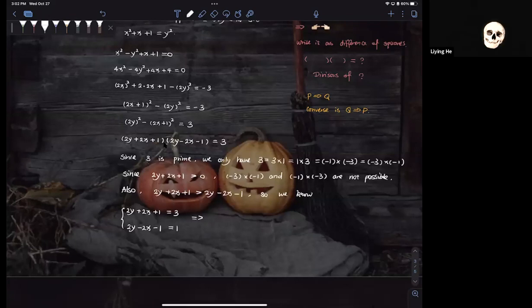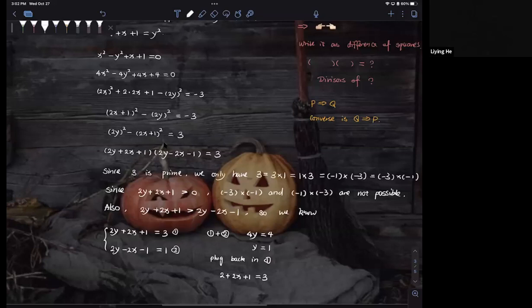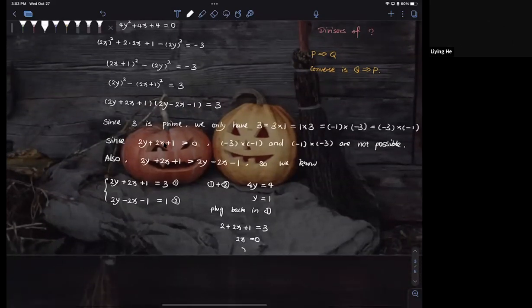Solve for this, just add them together, okay? That's going to give you 4y equals 4. Let me check if I did it right. Yeah, 4y equals 4, y equals 1. Plug back in 1. You'll get 2 plus 2x plus 1 equals 3. So 2x equals 0, x equals 0. This is a contradiction. Why? Because 0 is not a natural number. Okay, that's it.